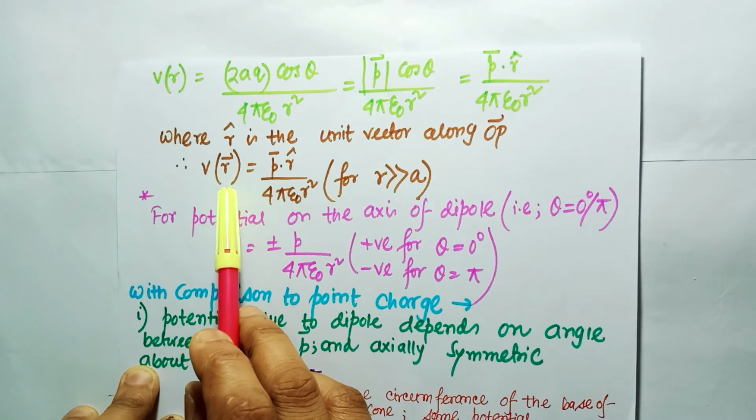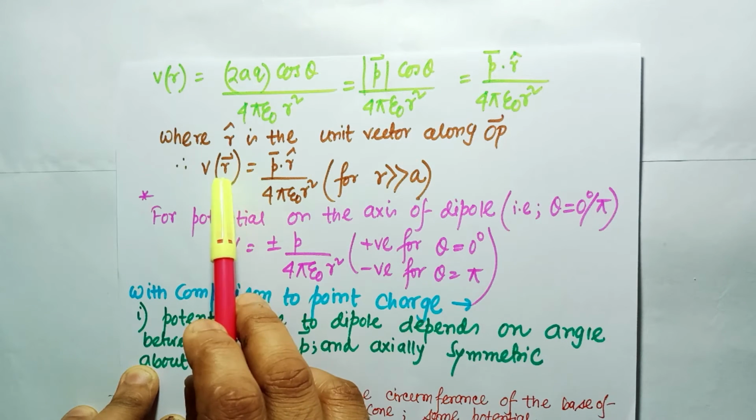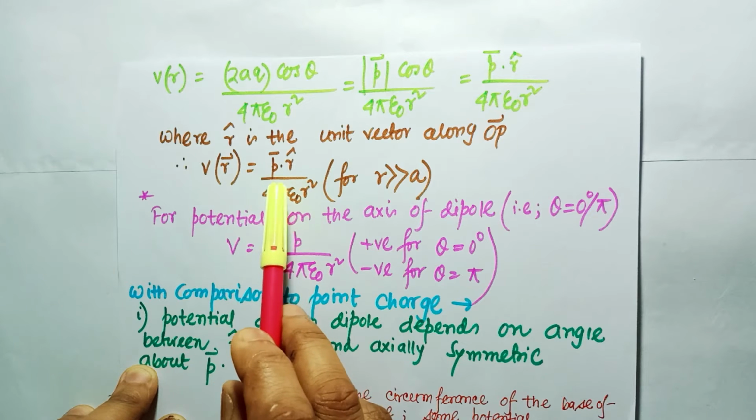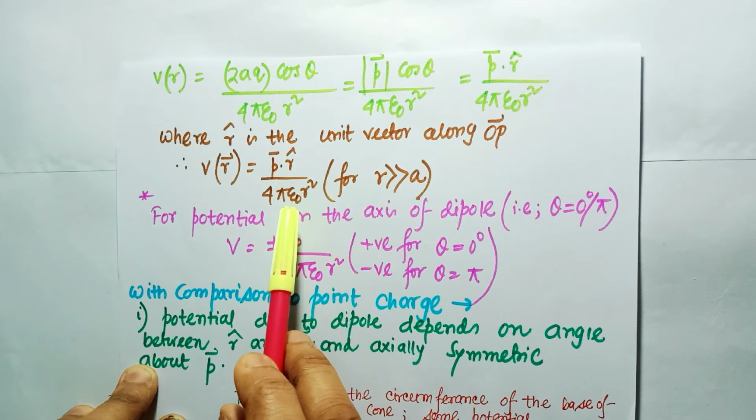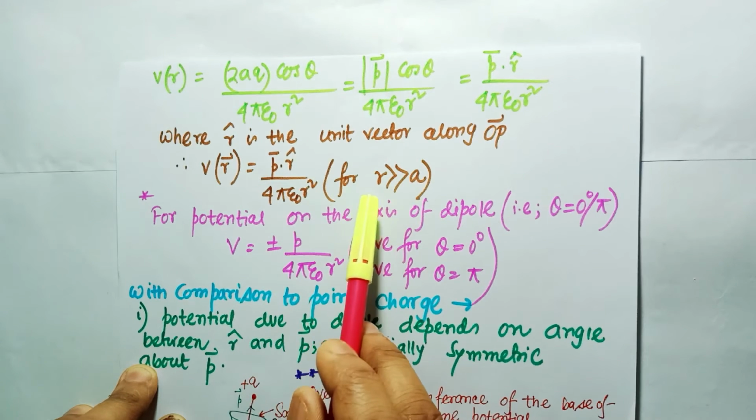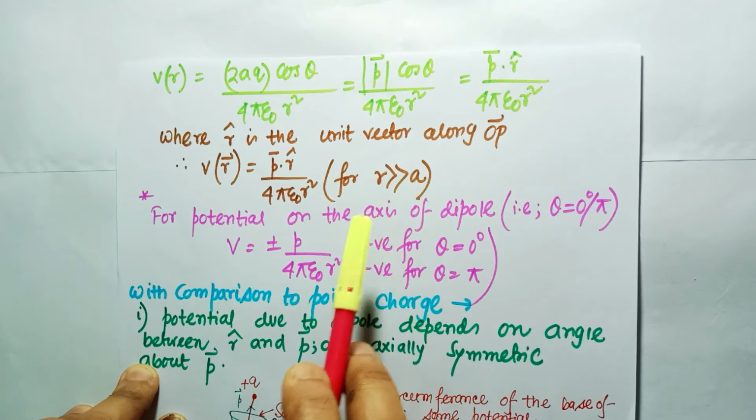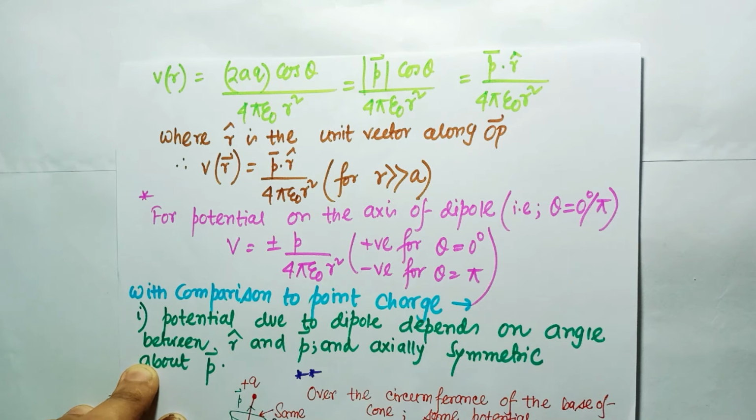So V(r), we can write the potential as a function of the position vector r, is equal to p vector dot r cap divided by 4 pi epsilon naught r square, for r very much greater than a. So this expression is valid for distances where the distance is large compared to the size of the dipole.